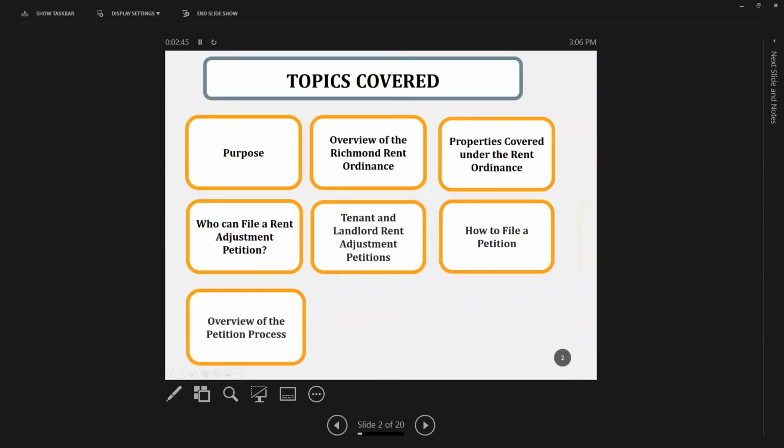Presented are the topics that will be covered during this workshop. We'll go over the purpose, overview of the ordinance, properties subject to the ordinance, who can file a petition, tenant rent adjustment petition, landlord rent adjustment petition, how to file, and finally, an overview of the process.